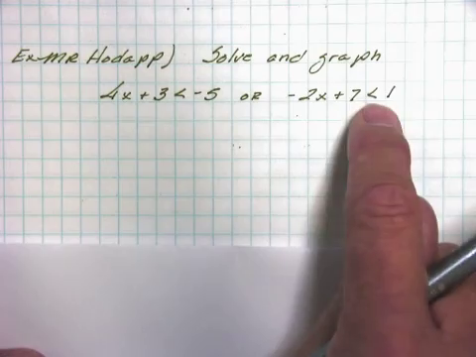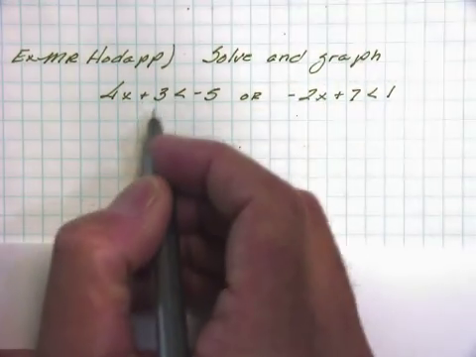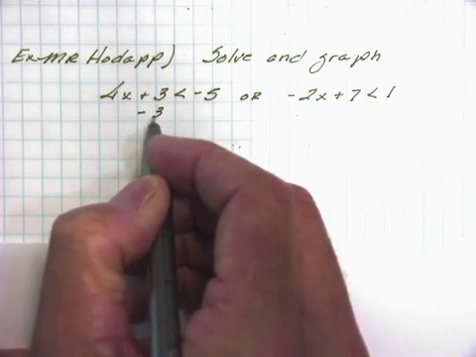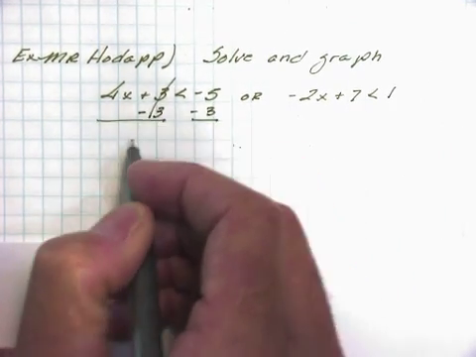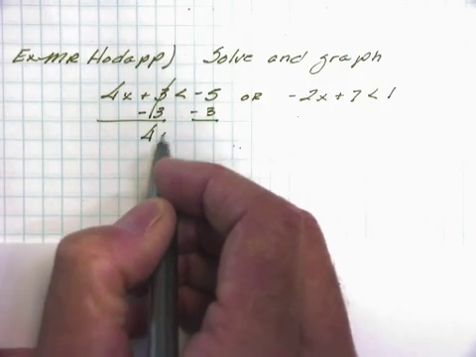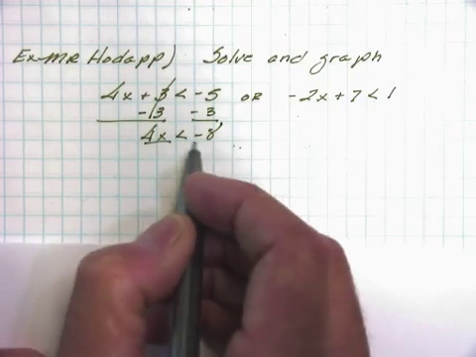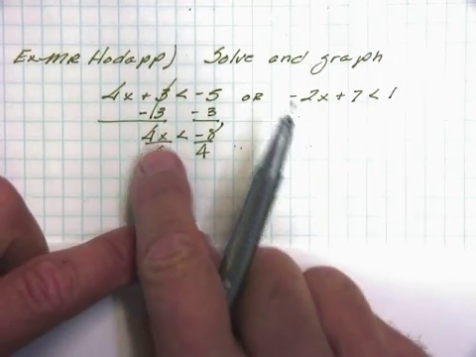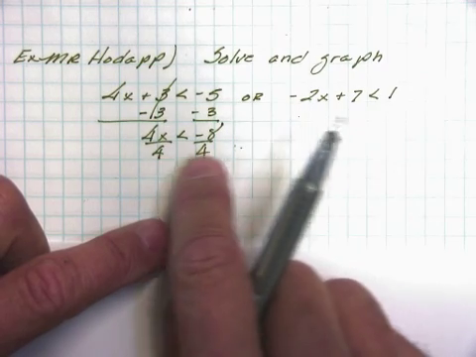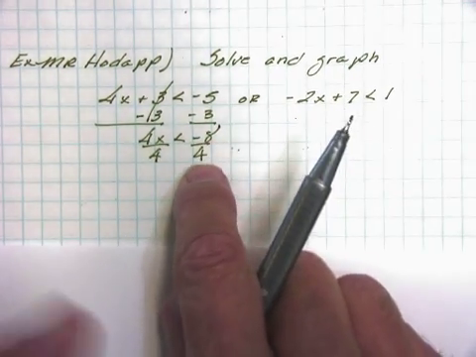Mr. Hodap is my example here, and it says solve and graph. We have two conditions. 4x plus 3 is less than negative 5, or negative 2x plus 7 is less than 1. So let's solve both of those. We're going to subtract 3 from both sides here. Those cancel, the 3's cancel. So we have 4x is less than negative 8.